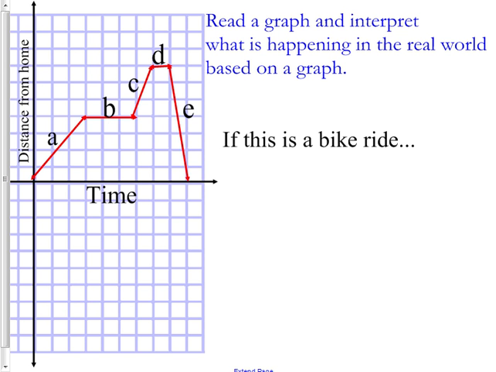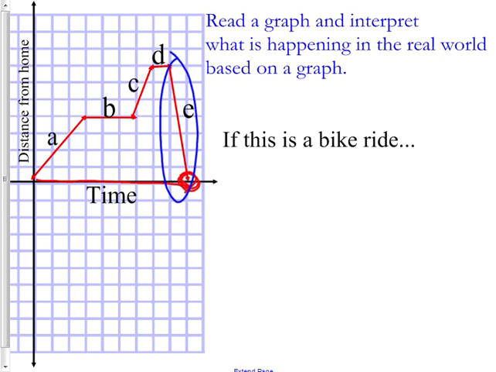But do you get that they're going back to home? Because at the end, what's their distance from home? 0. Don't think, oh, what's this distance? That's time. That's not a distance. Their distance from home is right there. It's at 0. That means they're at home again. So this last part of their trip was really fast and constant, too.